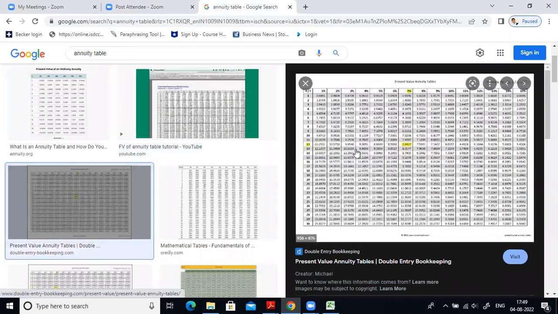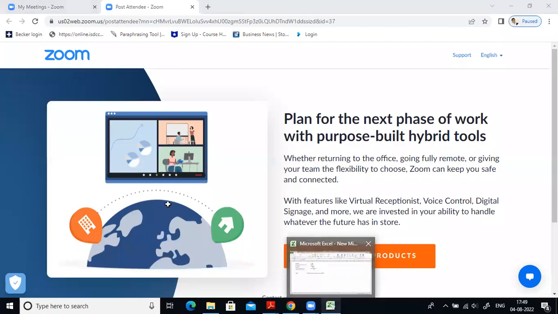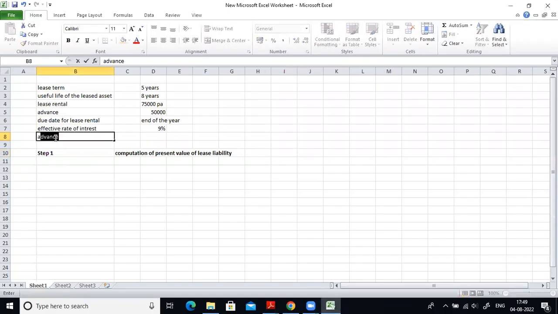So the rate of interest is 9%. For 5 years, the annuity factor will be 3.88. Now, this will be given in the exam, and generally the annuity factor will be provided. So for 5 years, the annuity factor at the rate of 9% is 3.88. And we'll take the same value here. So the annuity value is 3.88.